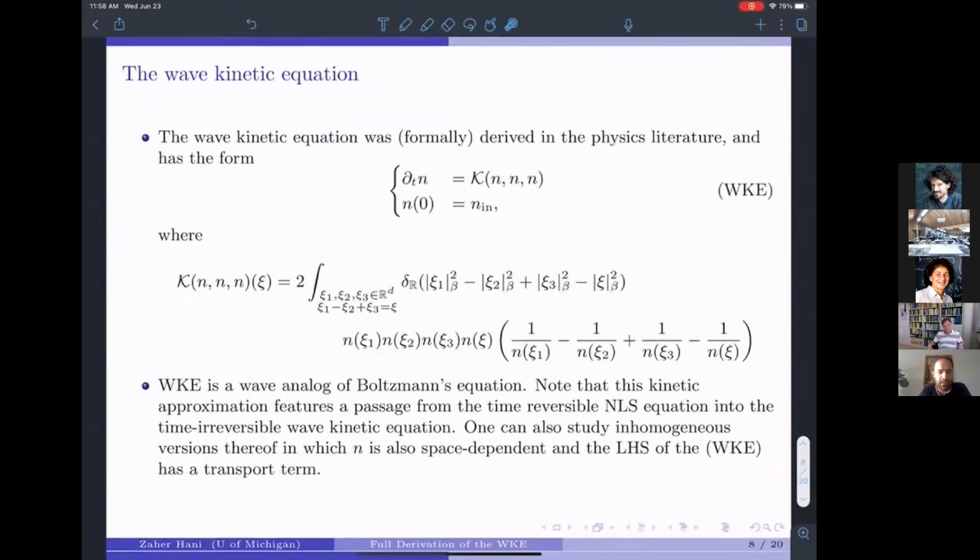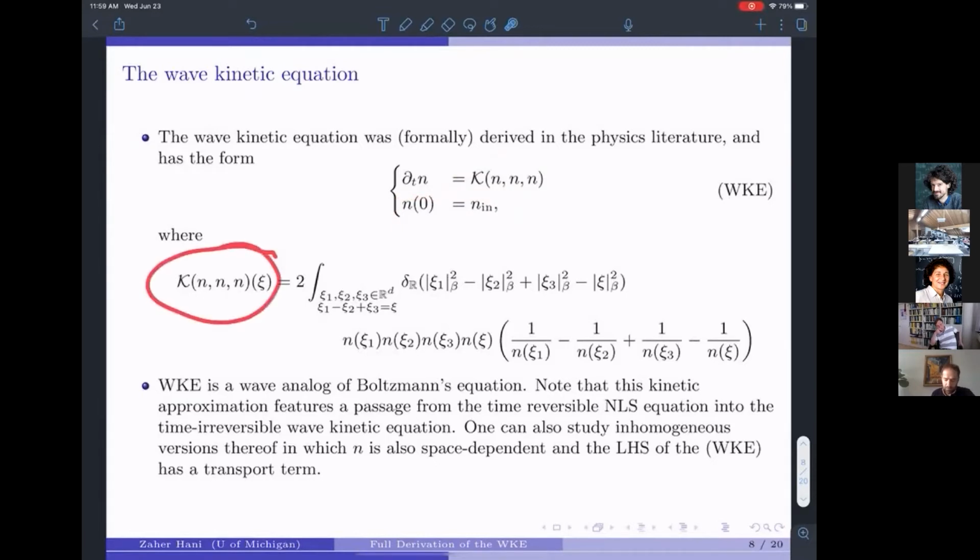So this was derived in the physics literature and has the following form. This is the homogeneous form of this equation. It's dt n is equal to K(n,n,n). So it's a trilinear operator here, this script K, which can be understood as a collision kernel, if you like. And the initial data is given by n initial of this wave kinetic equation.